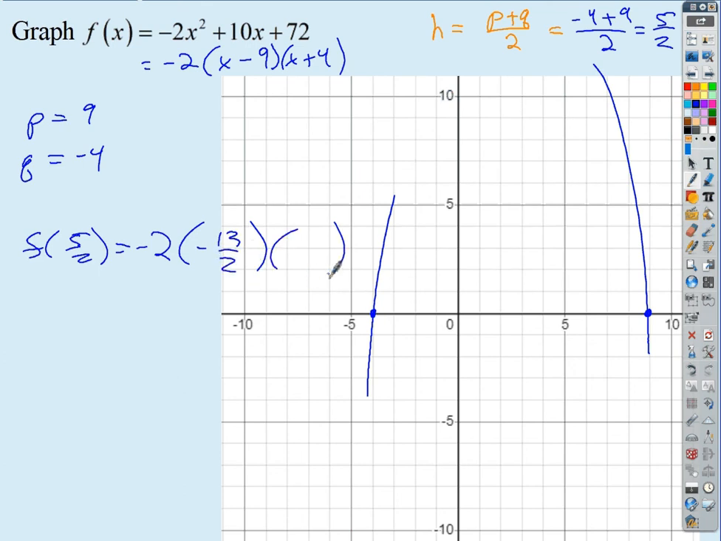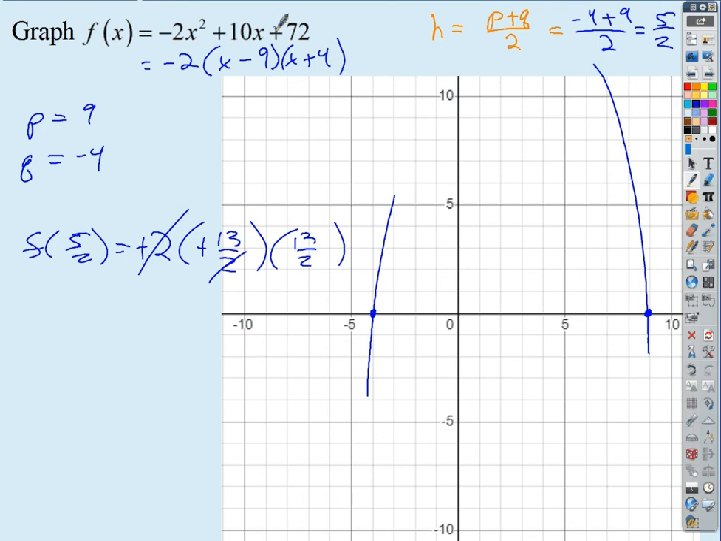What's 5 halves plus 4? 5 halves plus 8 halves. It'd be positive 13 halves, right? Sorry, 5 halves plus 8 halves. That's easier to multiply, isn't it? That's no big deal. Look, negative times negative is positive. Those 2's cancel. 13 times 13 is 169 divided by 2. That's pretty easy. I get 169 halves without having to square out a bunch of things and add up a bunch of terms. I can just multiply fractions instead.